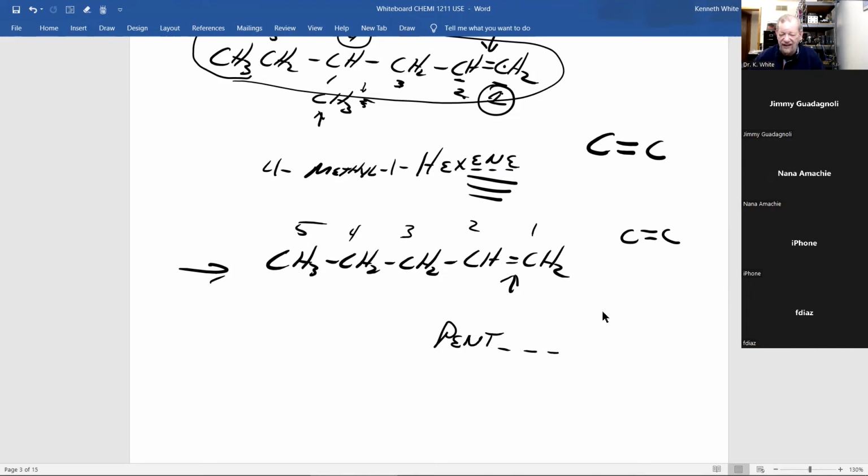Drop the ane ending. Remember, drop the ane ending and replace it with ene. And where's the double bond? The carbon closest to the end is on carbon 1. So that's 1-pentene. And if I look at the clock, it's time for a break.